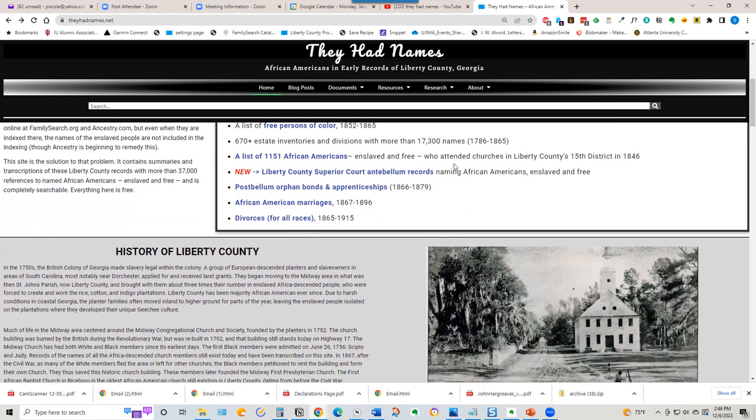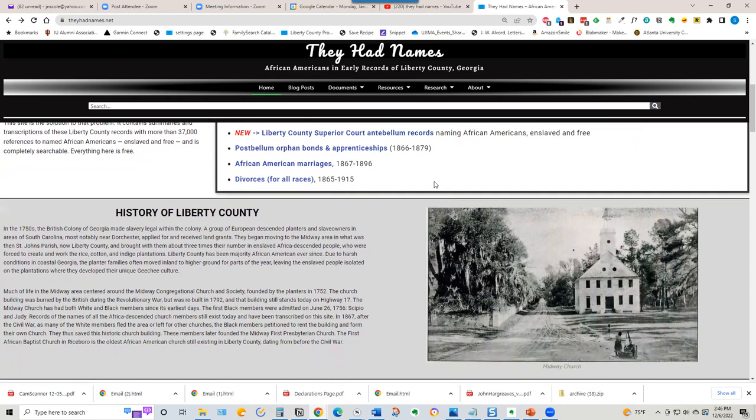Now I'm working on the Superior Court antebellum records. There were records called Equity Court, and that meant that people who had inherited something and the heirs had a falling out that they couldn't resolve via the law went before a judge, and they just talked it out. And he made a decision based on equity, not necessarily the law. And of course, what did people argue a lot over? Enslaved people were the most valuable property that they had. There's also postbellum orphan bonds and apprenticeships.